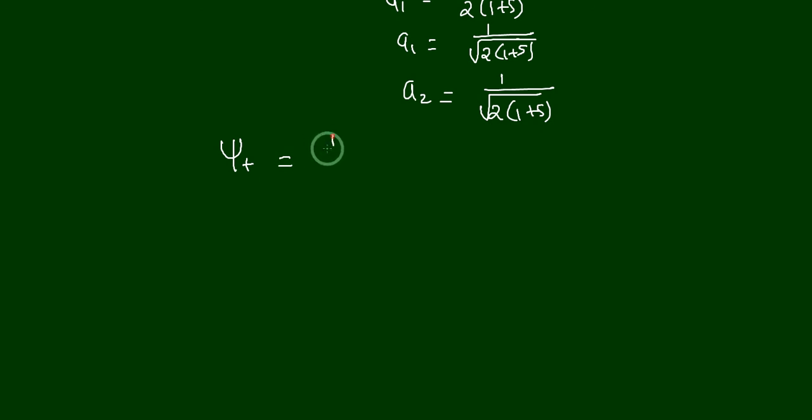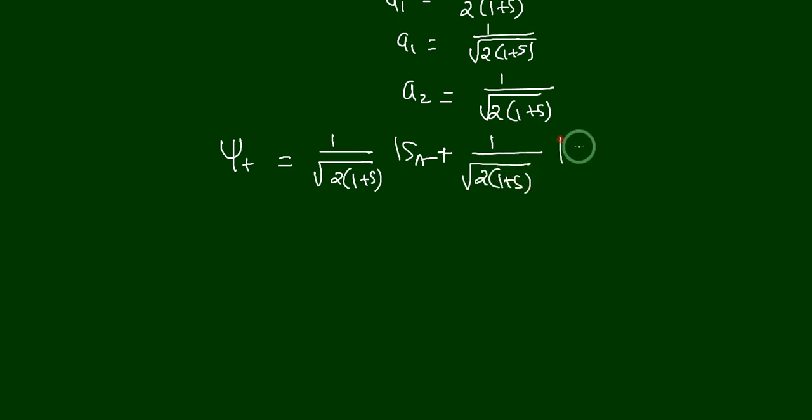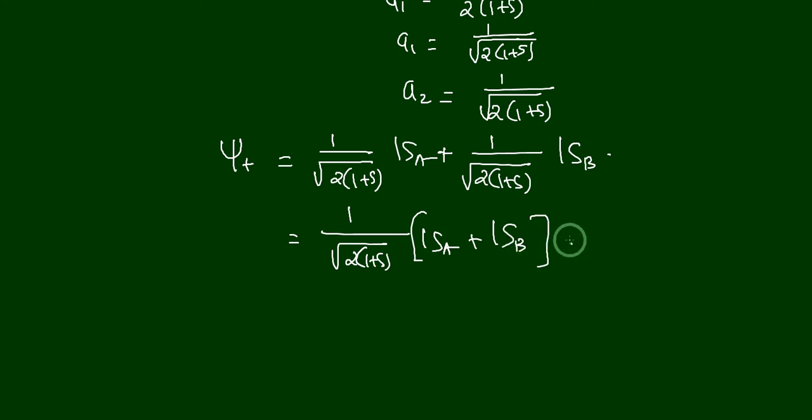That is equal to 1 divided by the root of 2 into 1 plus S, 1sA, plus a2 is equal to 1 divided by the root of 2 into 1 plus S, 1sB. Or we can write it as 1 divided by the root of 2 into 1 plus S, into 1sA plus 1sB. So this is the molecular orbital psi plus, and this psi plus molecular orbital corresponds to the energy E plus.